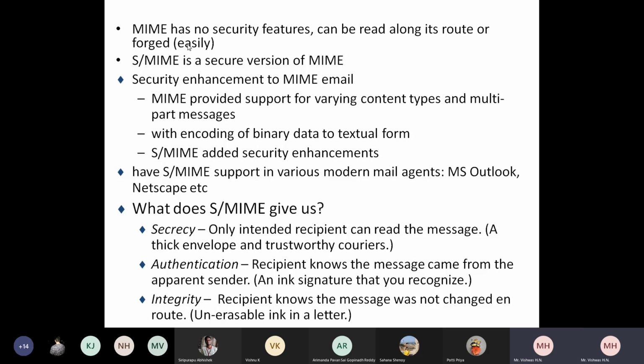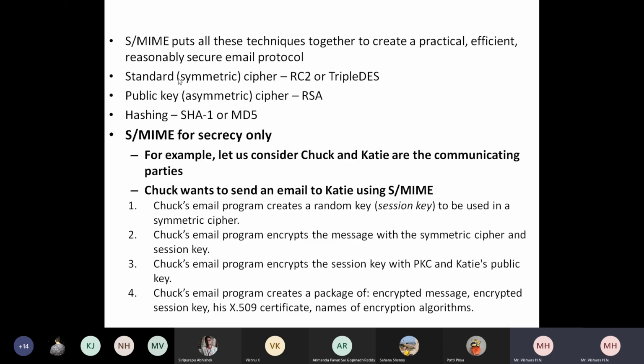So what does S/MIME give us? Four things you have to keep in mind: security, authentication, integrity, and non-repudiation. These are the characteristics of S/MIME. Security, we all know what it is. Authentication, we know completely what authentication is. What is integrity, we know that. And finally, S/MIME puts all these techniques together to create a practical, efficient, reasonable, secure email protocol.